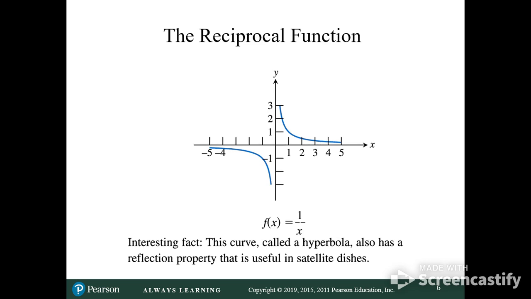The reciprocal function, 1 over x. y equals 1 over x. We'll have a graph with a vertical asymptote at x equals 0 and a horizontal asymptote at y equals 0. It is a hyperbola, but you didn't look at these hyperbolas too much.